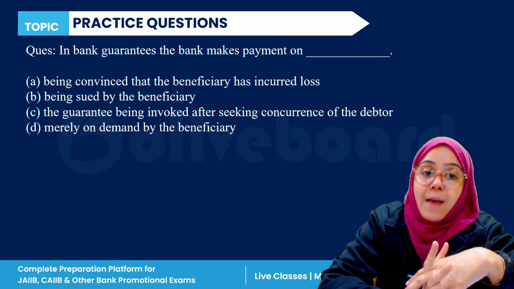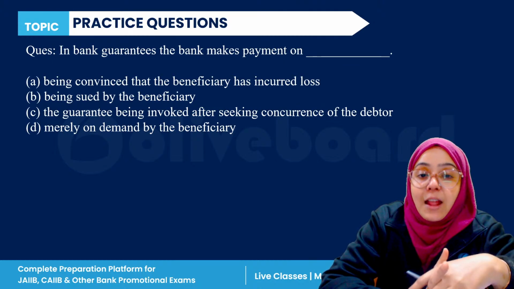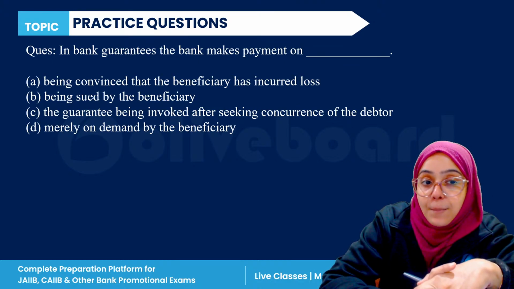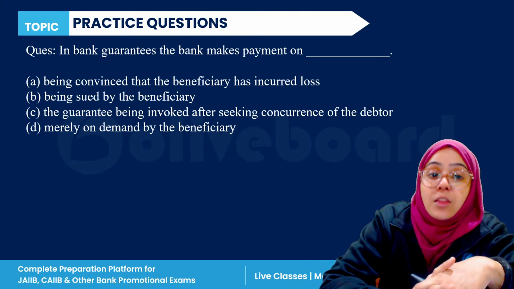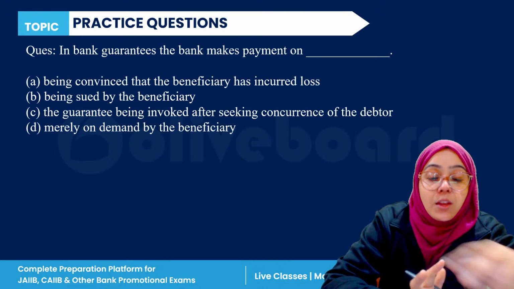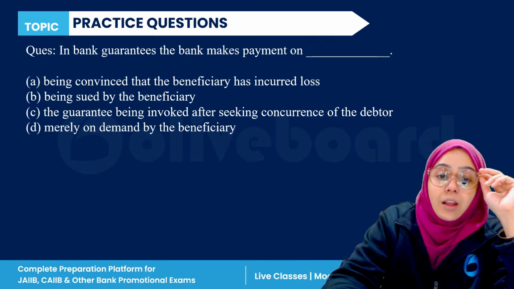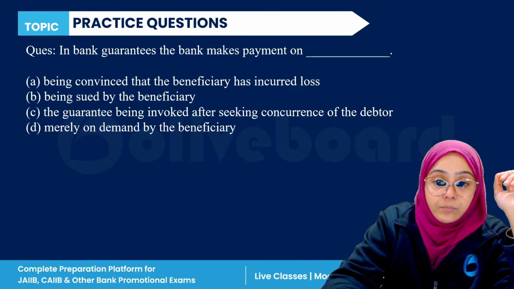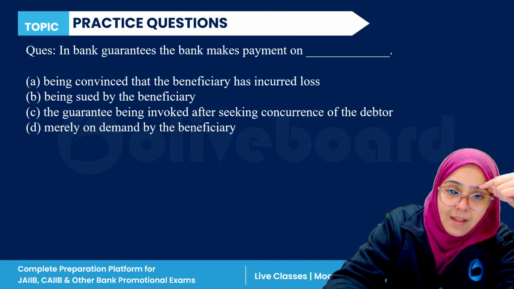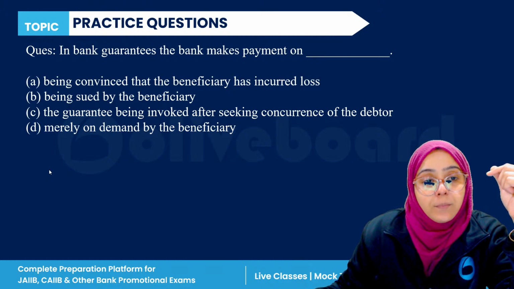In a bank guarantee, the bank makes payment once it is satisfied that the beneficiary has incurred loss, after being sued by the beneficiary, after the guarantor is invoked with the concurrence of the debtor, or merely on the demand by the beneficiary. In a bank guarantee, which of the following is the correct statement? Everyone, please answer this question.